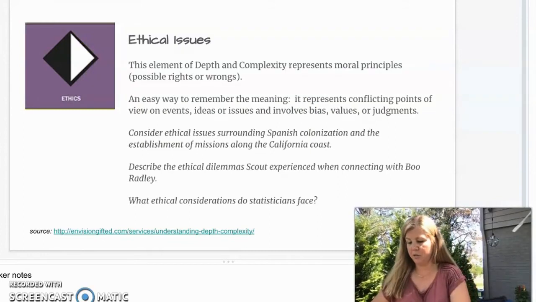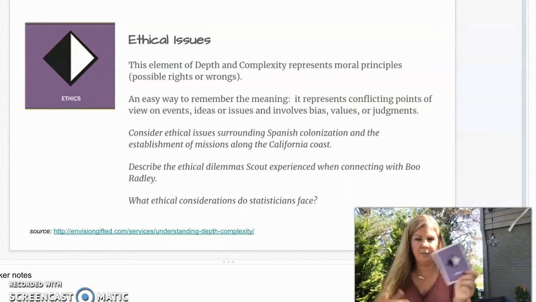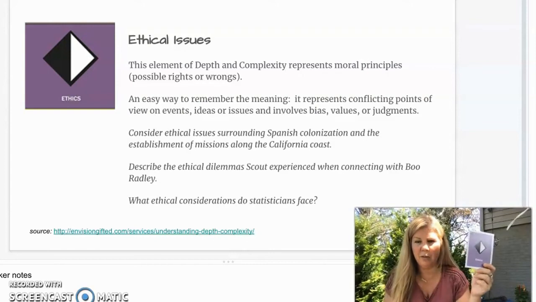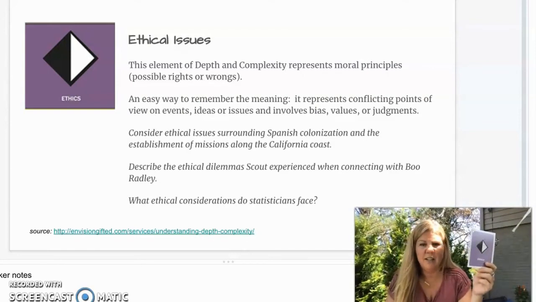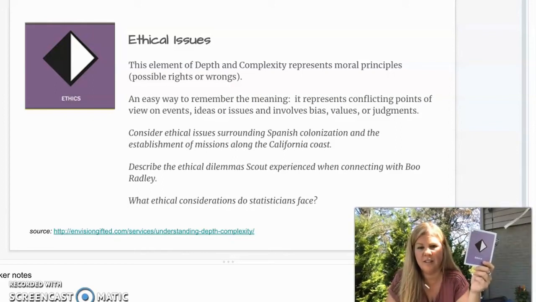Ethical issues. This is one of my favorite ones to teach from because it's all about right or wrong. It's about morality. So once you start looking at history, especially, this is a great one for social studies and ELA, and I guess maybe even math. I've got an example here. Consider ethical issues surrounding Spanish colonization and the establishment of missions along the California coast.